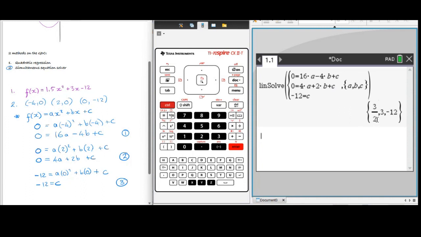And we can check, does that make sense? If I were to substitute them back into this form, this general form of my quadratic equation, a is 1.5 or 3/2. That's what we got previously. B is +3, as we got previously, and C is -12.